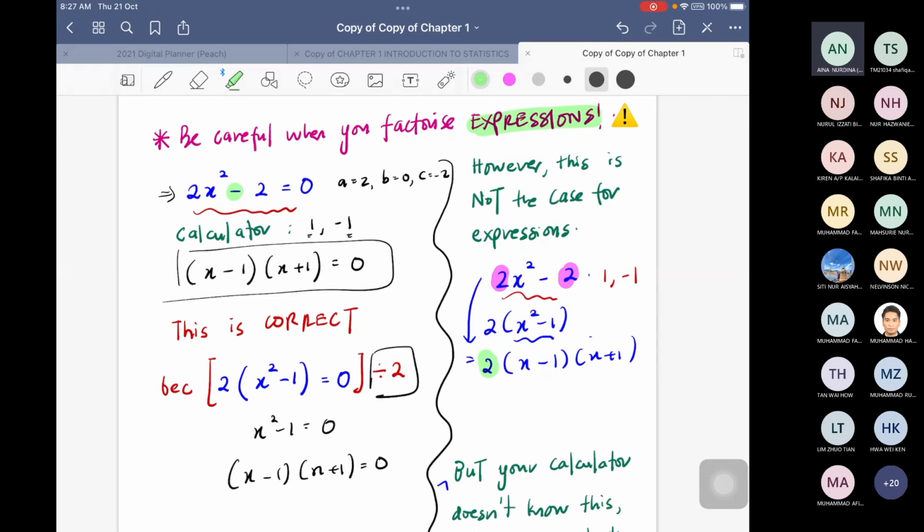Calculator apa yang dia akan buat adalah, dia akan buat macam ni. Dia akan bahagi dengan 2. Sebab dia assume apa yang you masukkan tu adalah equation. Dia tak tahu yang you sebenarnya ada expression. So that is why, be very, very careful when you come across expression. Cuba tengok balik. Kalau you kembang balik you punya factorization tu, dapat balik tak yang original expression.